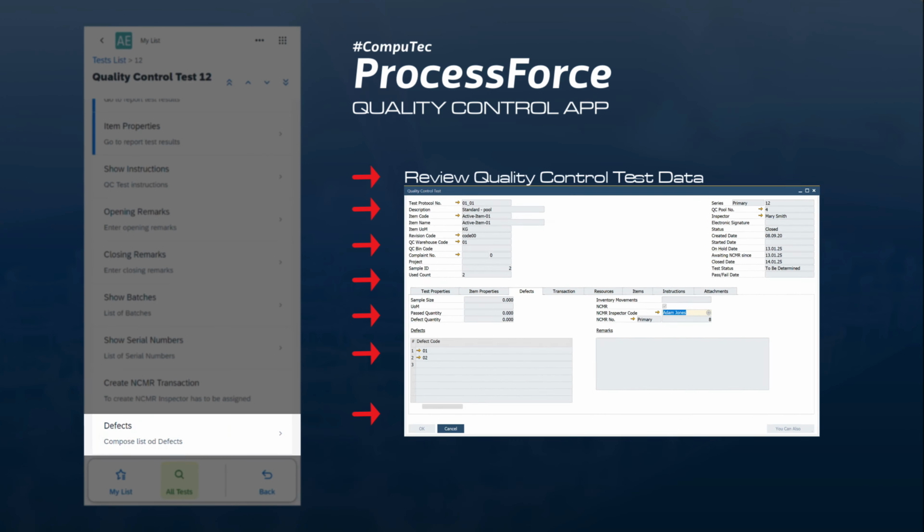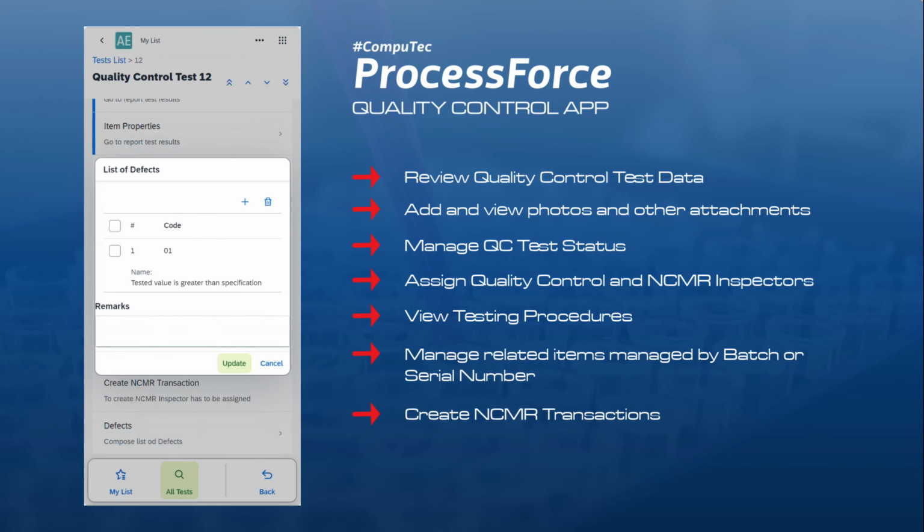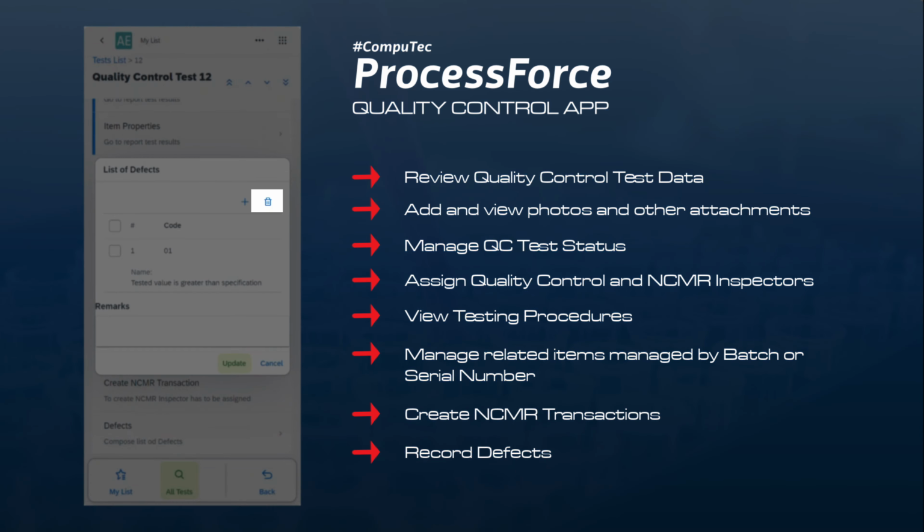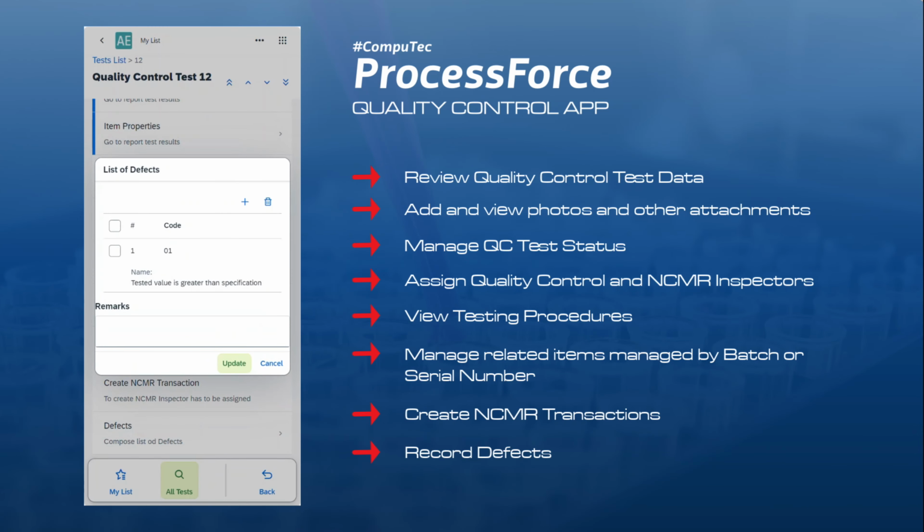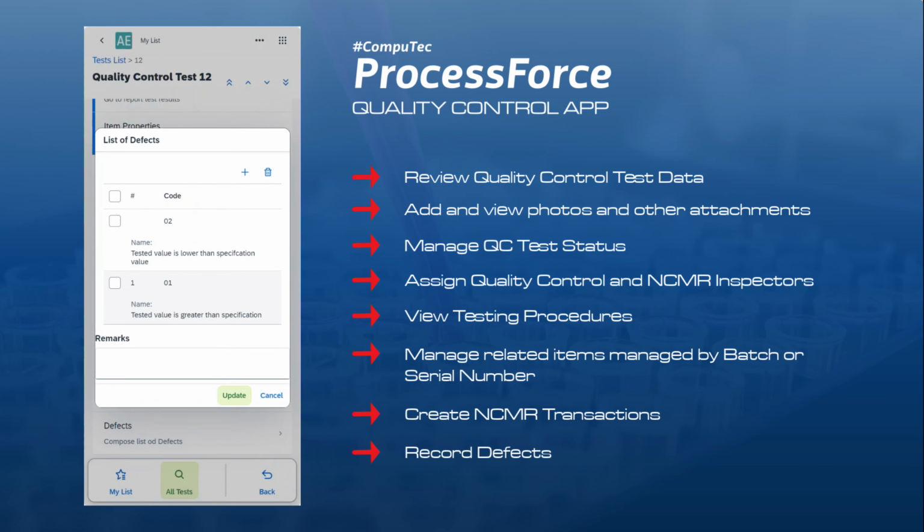You can also compile a list of defects in the app using this next option. You can remove defects by checking the checkbox and tapping the bin icon, or add a defect to the list by tapping on the plus sign.